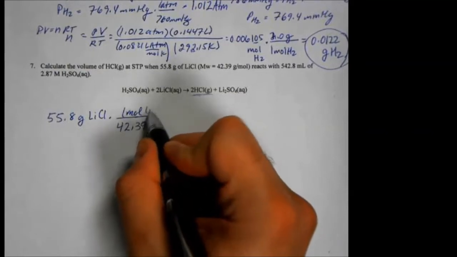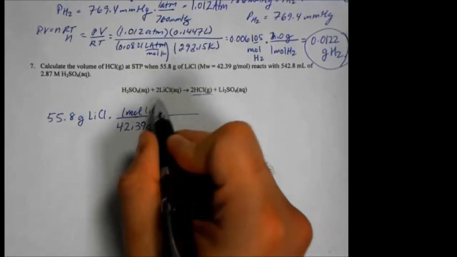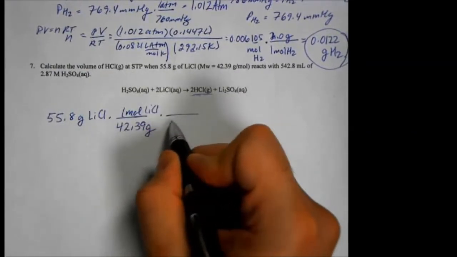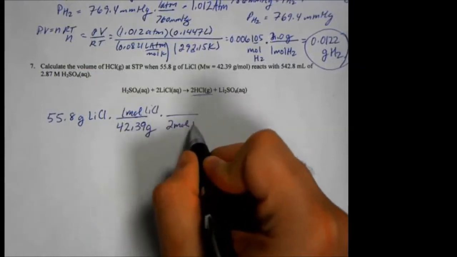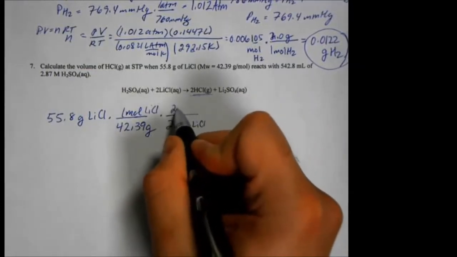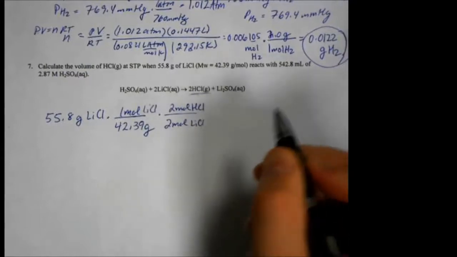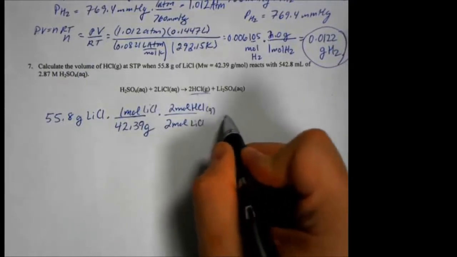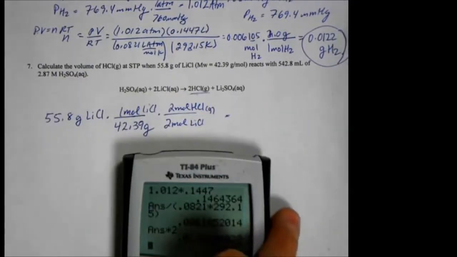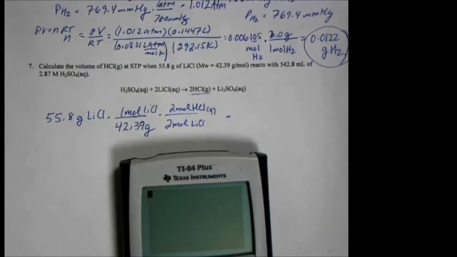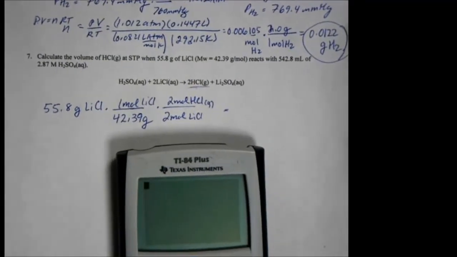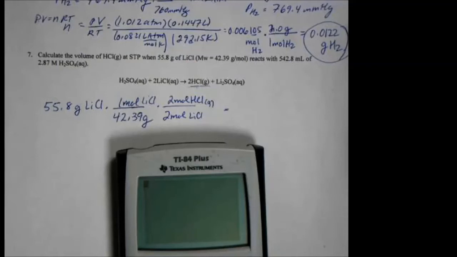And then, so we have moles of lithium chloride. And now we can convert lithium chloride to HCl. So we say 2 moles of lithium chloride gives 2 moles of HCl gas. So let's see how much HCl we could have gotten out of this reaction from the lithium chloride. So 55.8 times 2 divided by 42.39 divided by 2.